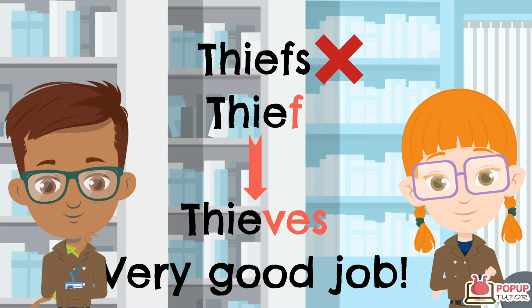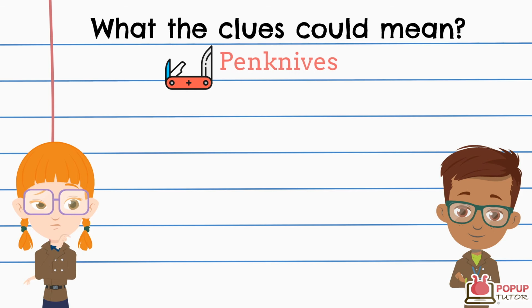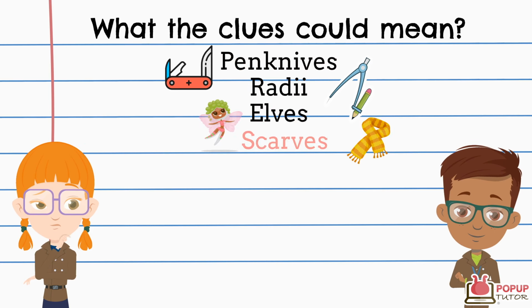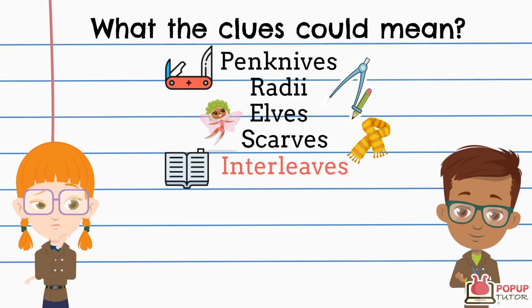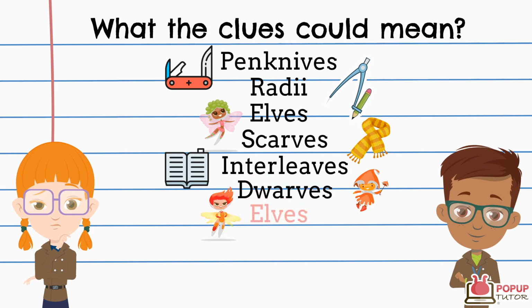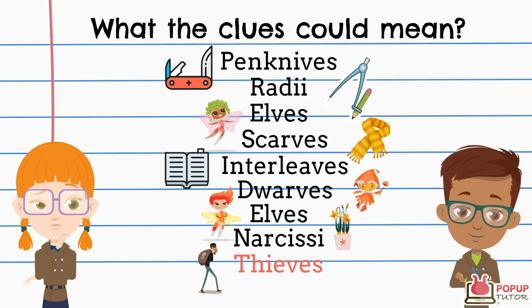Let's take a closer look at the clues we've found. We have penknives, radii, elves, scarves, interleaves, dwarves, elves again, narcissi, and thieves. Do you have an idea what the clues could mean? The words seem quite random. Maybe have a closer look at the first letter of each word.